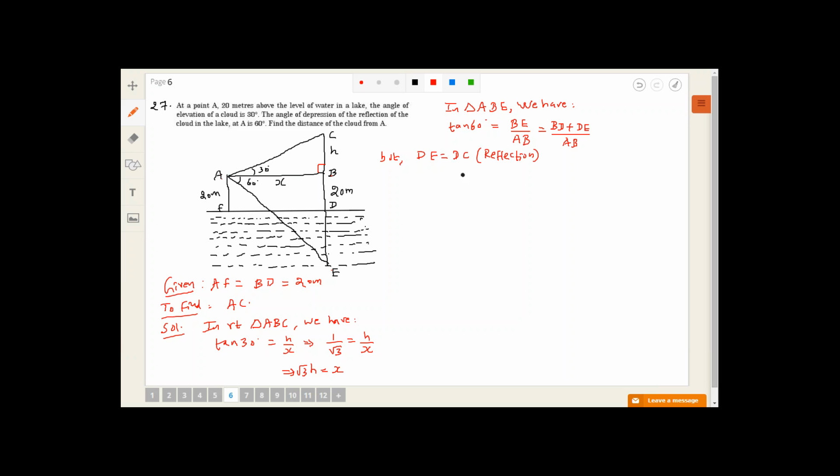But DC is equal to DB plus BC, which is given by DB is nothing but BD, which is 20, and BC, which you have assumed as H. So it will be 20 plus H. So substituting the values of BD, DE and AB in the equation, we get tan 60 is equal to H plus 20 divided by X.